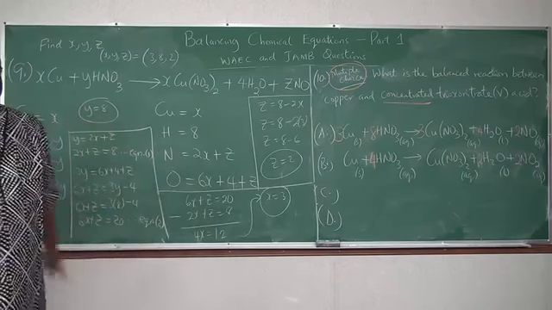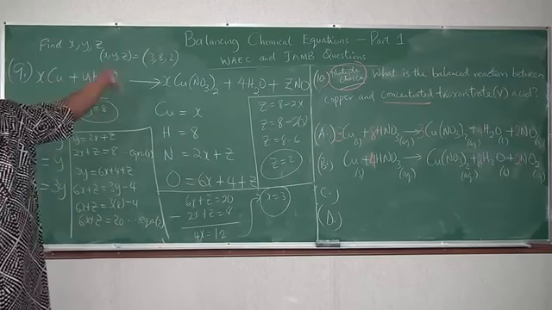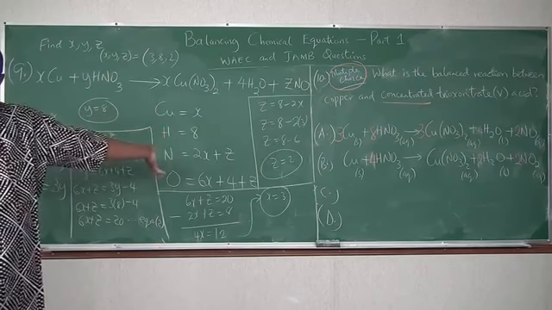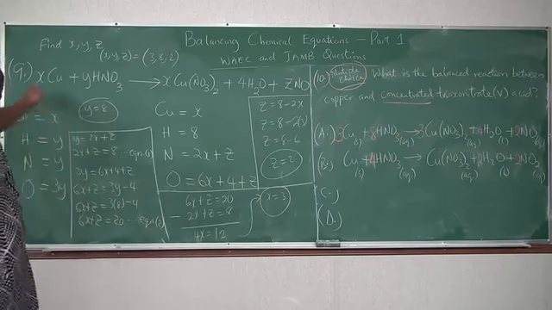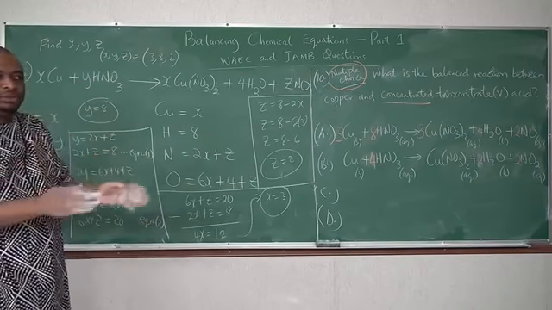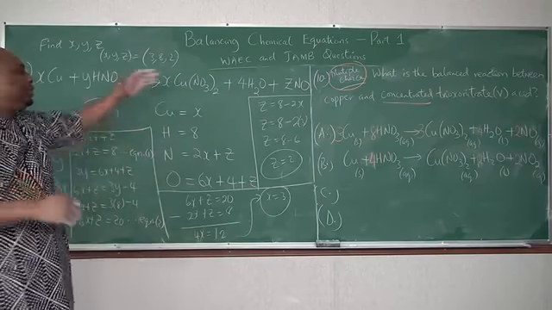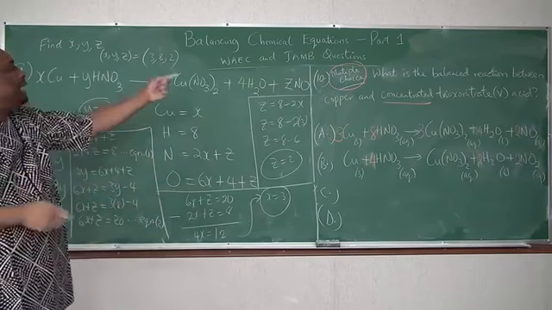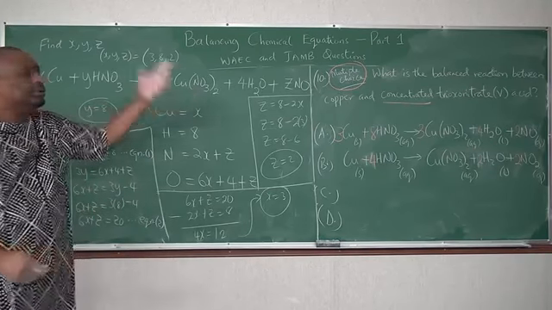But what is my advice to you? This is the same question, but just different variables. This will take your time. Whenever they give you the equation, forget about these variables. If they say it's balanced, find x, y, z. I'm just doing it to show you the mathematics. You are working with time for Waec and Jamb. Just forget about the variables.